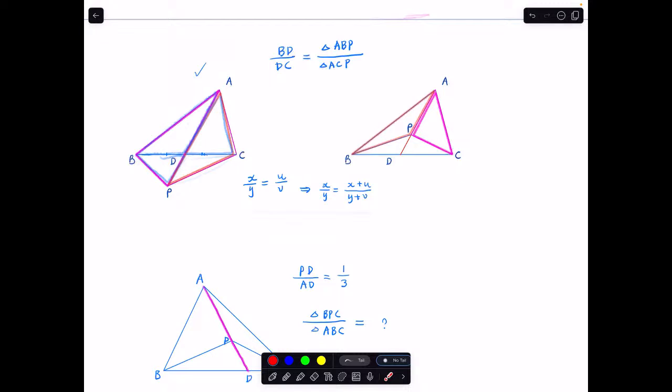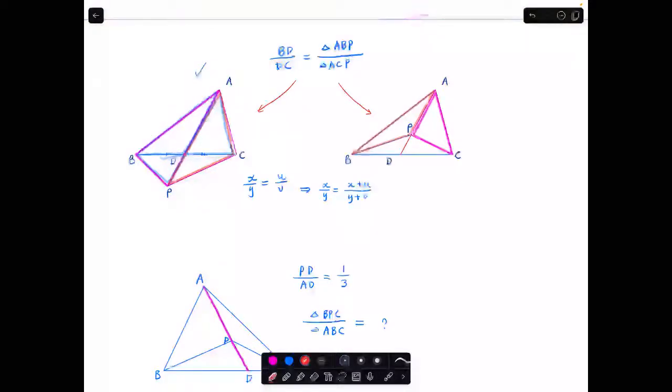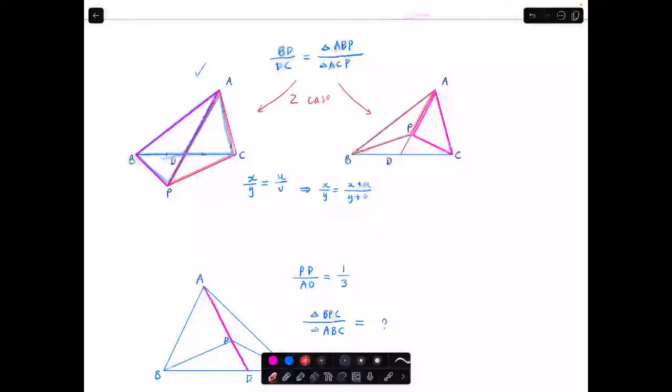Now, another variation where P is inside. So I have ABC, P is inside, and you make the connection AP and reach out to D, the intersection with BC. We also claim this equation actually holds. In other words, this equation is true for two different cases. How would you prove that?